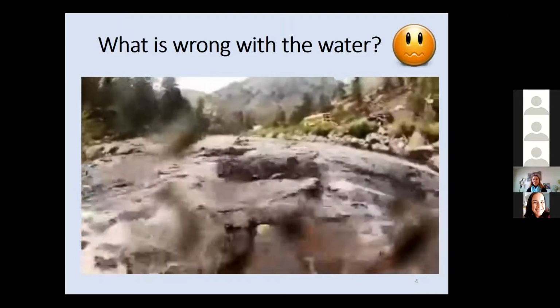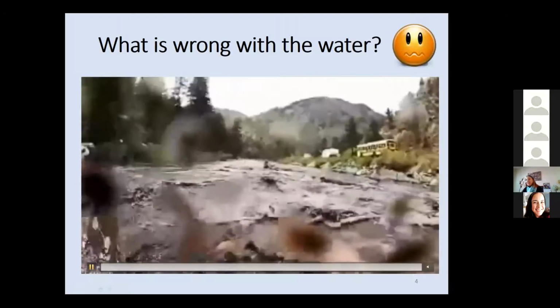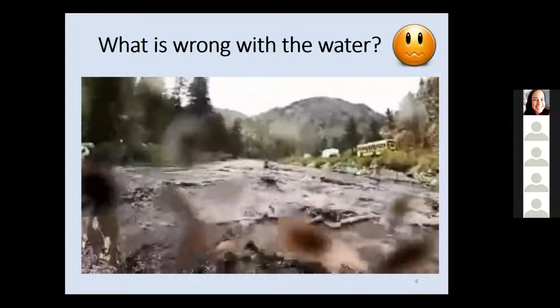Is this how the river is supposed to look? What is wrong? Yikes, I don't think it's supposed to look like that. It's a little muddy. It is a little muddy. Why would the river be muddy like that? Any ideas?